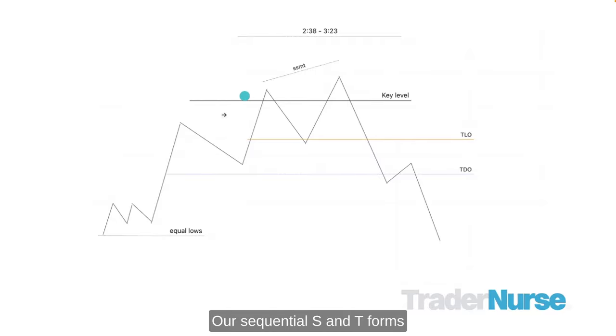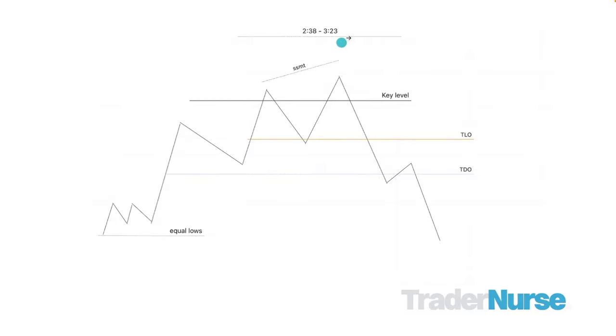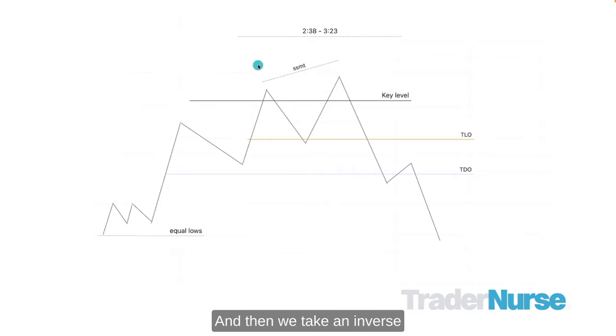Our sequential SMT forms inside this time. Our high time frame sequential SMT doesn't necessarily need to form within this time, just a low time frame one, particularly a 90-minute cycle or a microcycle, to form within this time. And then we take an inverse fair value gap on the 1 minute or anything like that, which I'll show you shortly, and we trade lower and aim for our equal lows. So that's a really basic diagram.